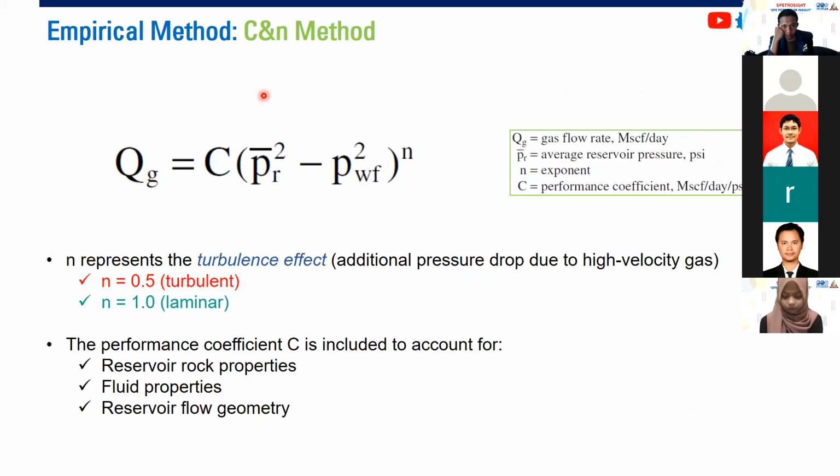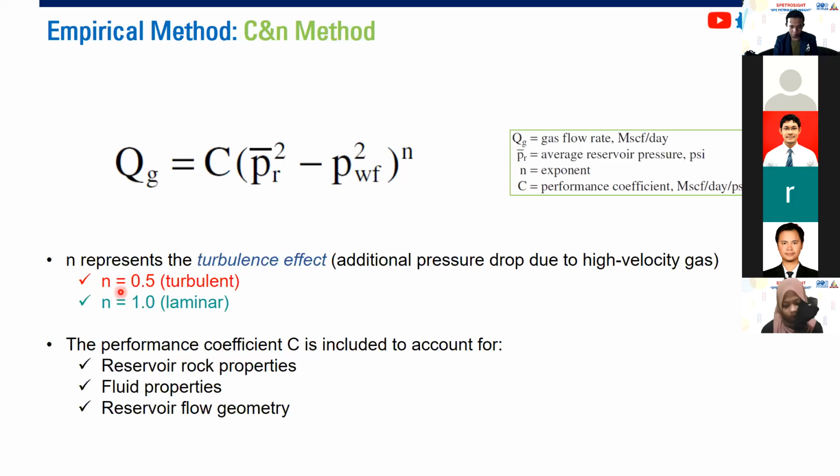The empirical method, which is the C and n method, one of the most popular formulas, says that the flow rate of our gas well is equal to C, which is a performance coefficient, times this term: reservoir pressure squared subtracted by flowing pressure squared, and then all of them raised to the power n. n is an exponent that represents the turbulence effect. So using this method, you can honor the turbulence effect, which is the additional pressure drop due to the high velocity of gas, the turbulence at the sand face area, near your wellbore.